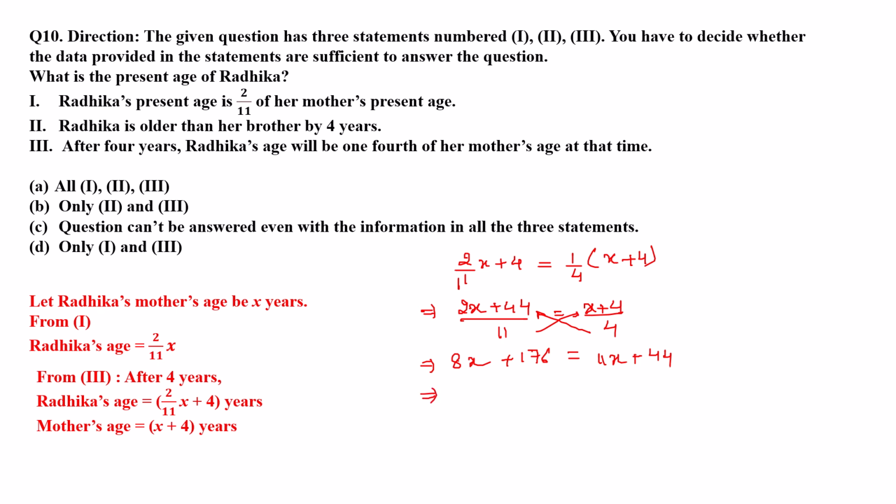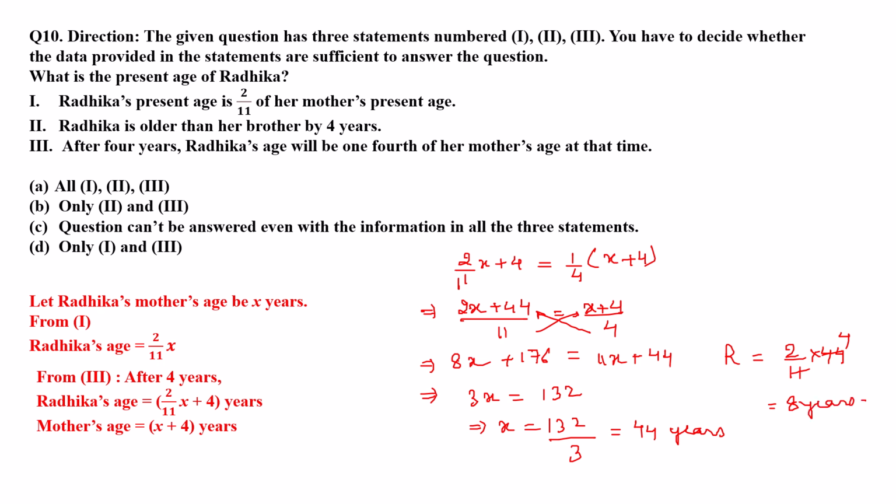Now let's solve it. 11x minus 8x will give me 3x, and 176 minus 44 will give me 132. So x will be 132 divided by 3. From here I have got Radhika's mother's age is 44 years, isn't it? This is mother's age, but what you have to find? Radhika's age. So Radhika's age will be 2/11 into 44. So it will be 8 years, isn't it?